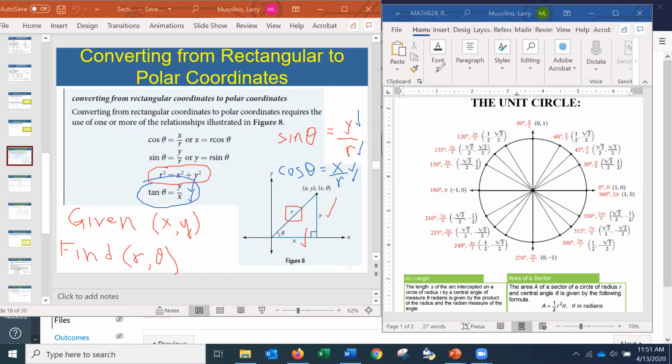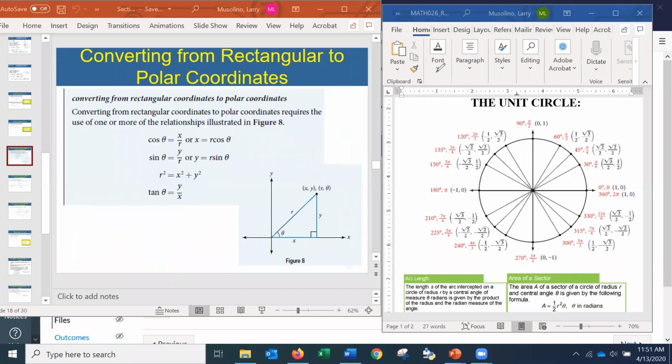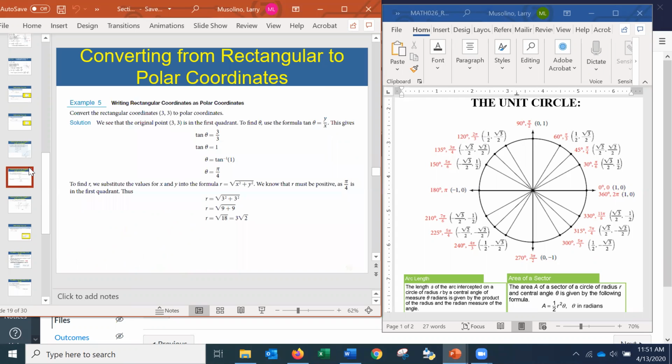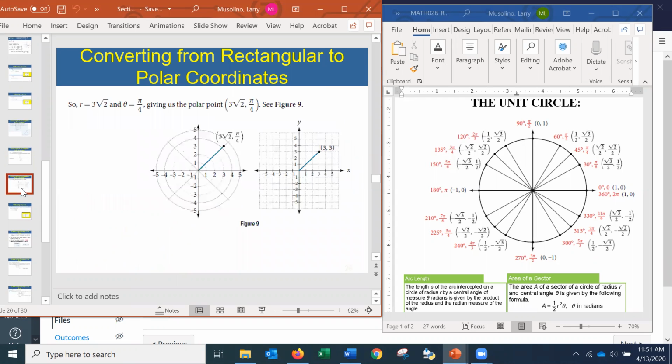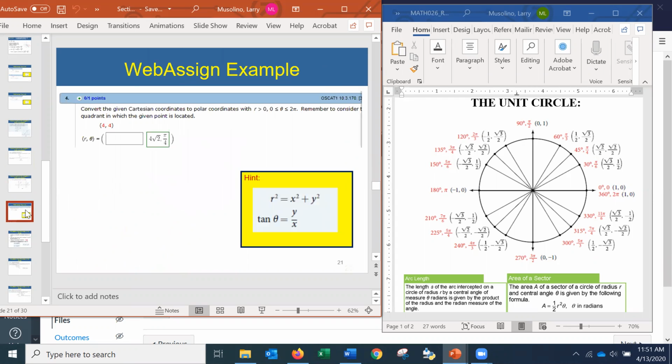All right, so why don't we go do a few examples to work through these. How about if we do this example here? So they're giving us that the xy point is 4, 4 here.